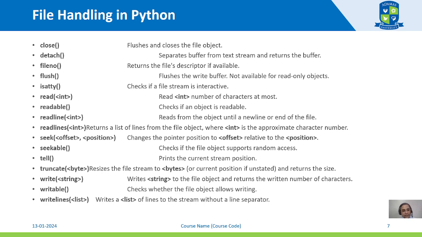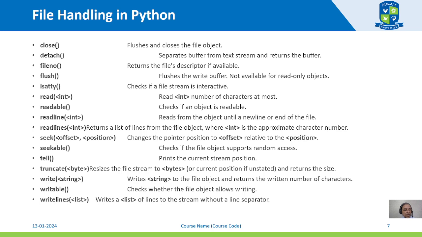Then readlines, we can specify the number of lines it should read, or else it will return all the lines present in the file. Then seek, we can place the cursor position using seek. seekable checks if the file object supports random access or not. tell tells the current cursor position in the stream. truncate resizes the file stream to the given bytes or the current position if unstated, and returns the size.